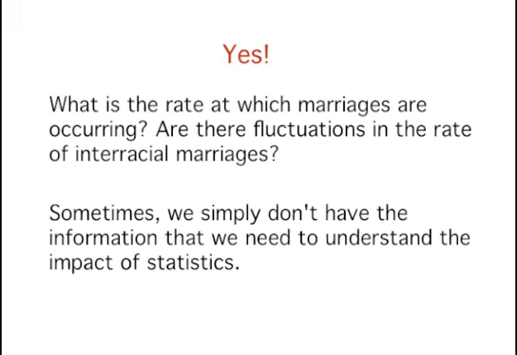Yes. A major flaw is that we don't have the information that we need. What is the rate at which marriages are occurring? Suppose only 1% of marriages 25 years ago were interracial, and so now 1.75% of marriages are interracial. 1.75 is 75% higher than 1. But this latter number is hardly evidence suggesting the acceptability of interracial marriages.